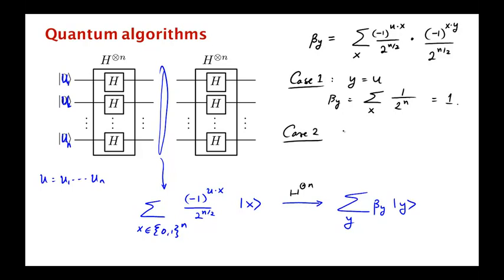Case 2 is y is not equal to u. In this case, you should convince yourself that for exactly half the values of x, these two signs are equal, and for exactly half the values of x, these two signs are unequal. So you get +1 half the time, -1 half the time. Half these values cancel with the other half, and you get beta sub y equal to 0. So you get completely destructive interference.